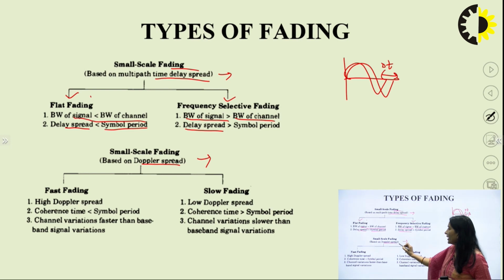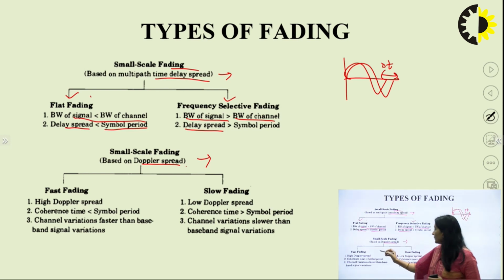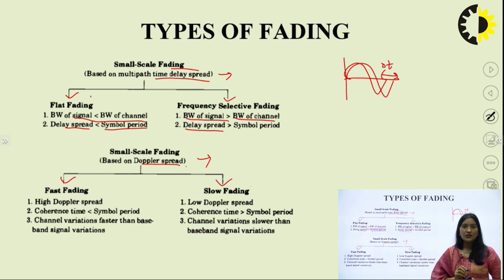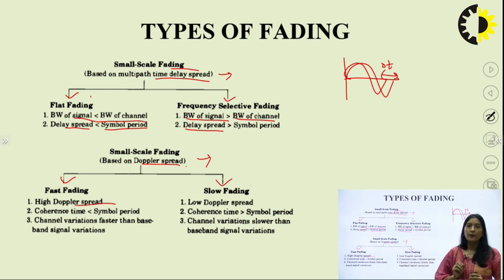Next, we can define small scale fading based upon the Doppler spread. Based upon the Doppler spread, we have fast fading and slow fading. Fast fading is the condition when we have a higher Doppler spread. Okay, if higher Doppler spread is there, then we have fast fading. If we have low Doppler spread, then we have slow fading.